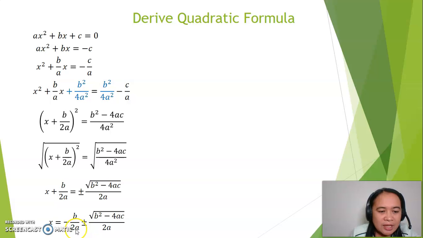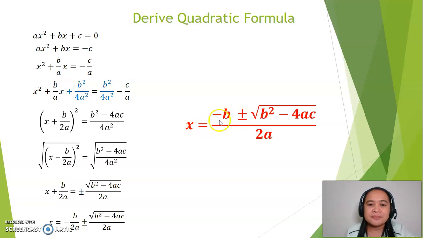Now take note, these are the same terms, so we can combine them and we'll end up with this. Negative b plus and minus the square root of b squared minus 4ac all over 2a. This is the quadratic formula, and this is derived from the standard equation of quadratic equations.